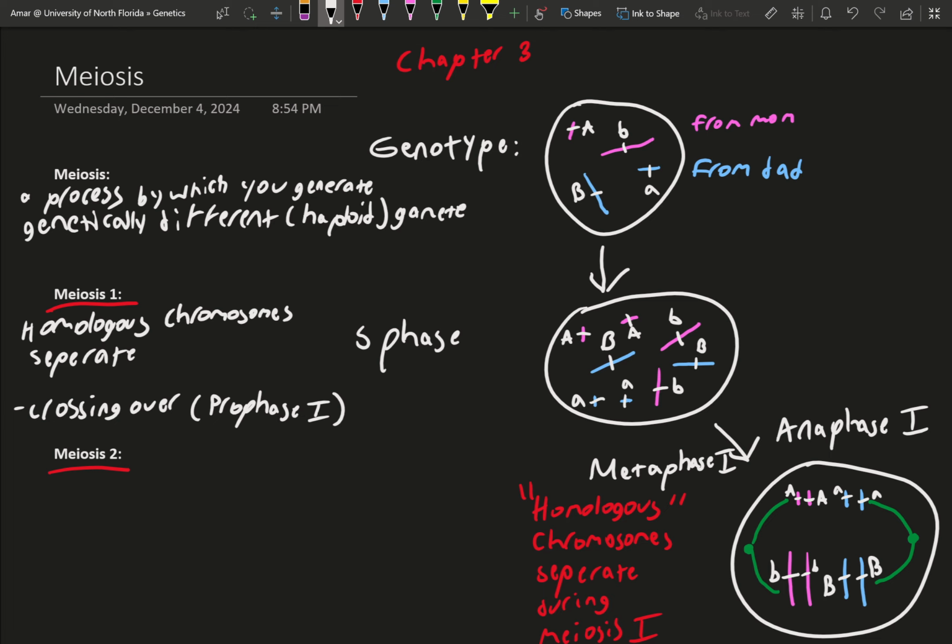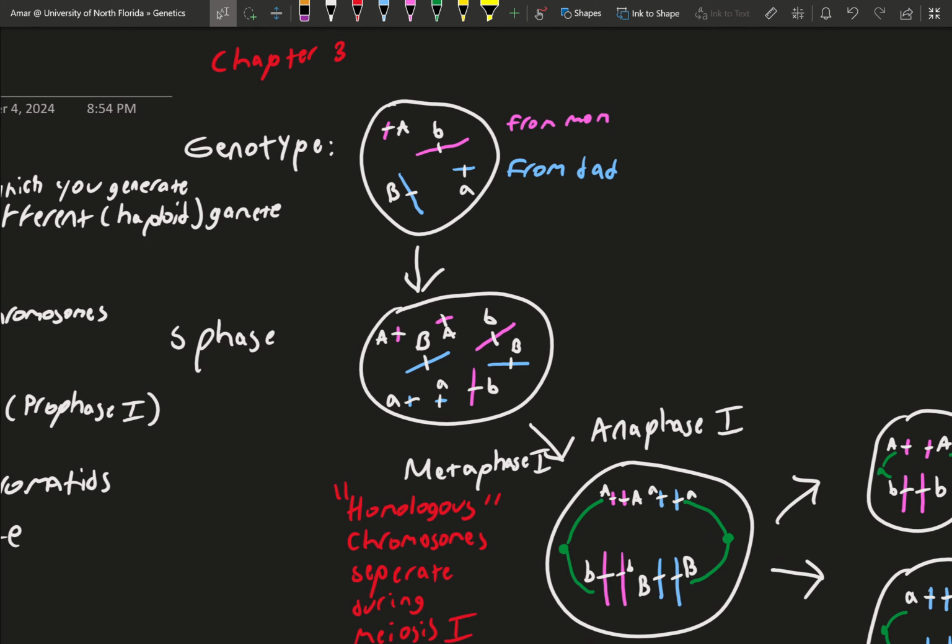But for now, this process isn't really that important. It's going to come into importance when we're talking about gene linkage. And then for meiosis 2, this is essentially where sister chromatids separate. That's basically most of the stuff that you actually need to know for meiosis. And I drew out a little bit of a flowchart of basically how this happens.